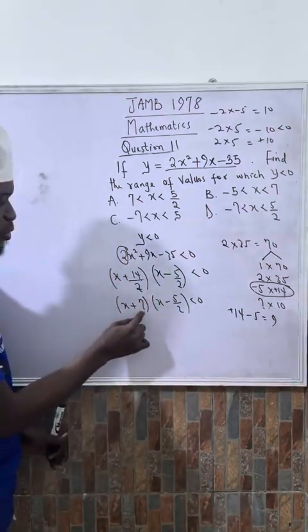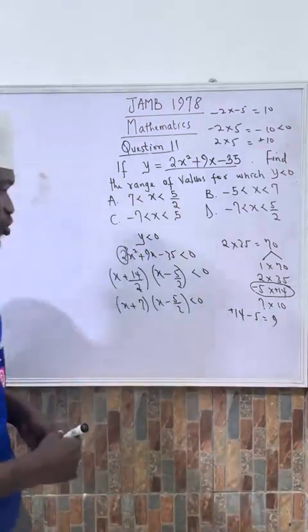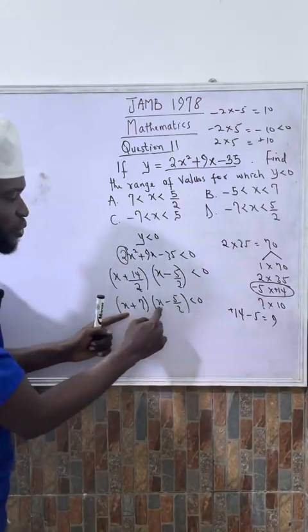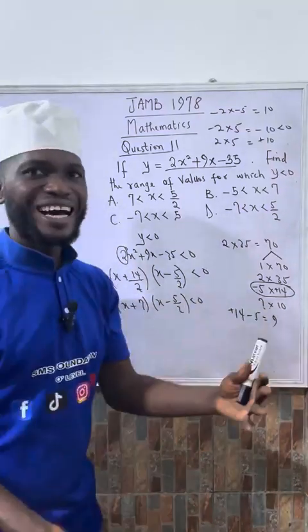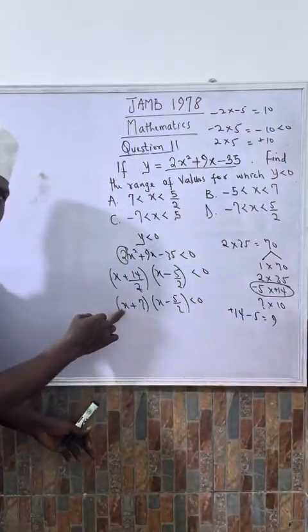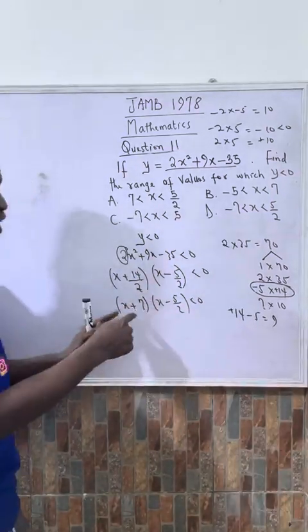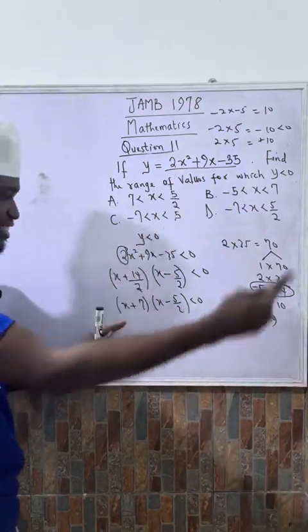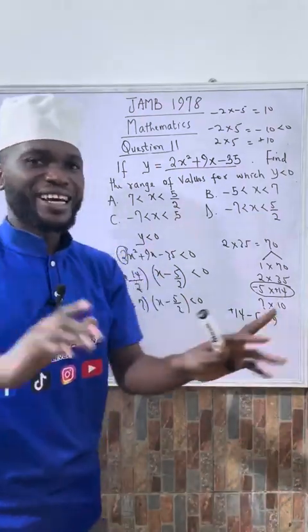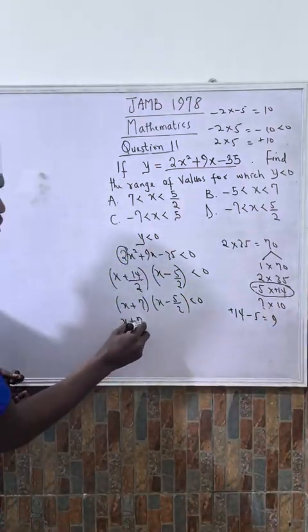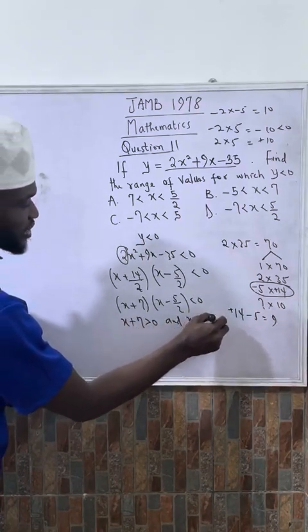So how do we know which one is to be negative and which will be positive? If you look at x plus 7 and x minus 5 over 2, which one seems to be bigger? Of course, x plus will be bigger than x minus. Here we added to x, which gives something bigger, but here we subtracted from x, which gives something smaller. So the one that appears bigger, make it greater than 0, and the one that appears smaller, make it less than 0. This is the only way you will get your answer directly. So I will say x plus 7 is greater than 0, and x minus 5 over 2 is less than 0.